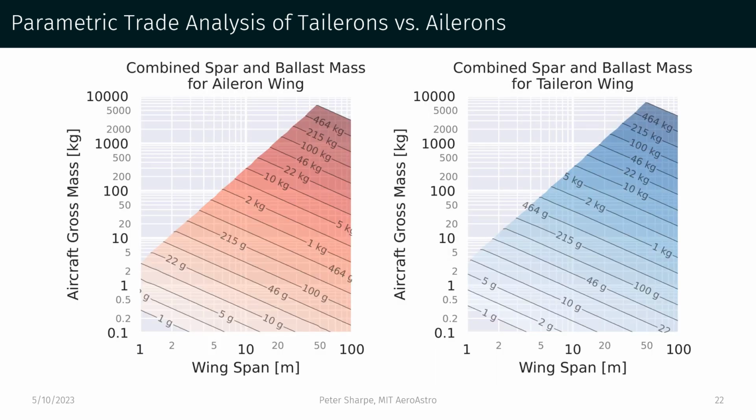Based on these results, we can compute the combined spar and ballast mass for an aileron wing as well as a Taileron wing as a function of our two high-level aircraft design inputs. As one might expect, these roughly follow a power law with respect to both inputs. What this chart doesn't fully show, though, is the fact that a Taileron wing weighs less than an aileron wing at every single tested point in this aircraft design space.